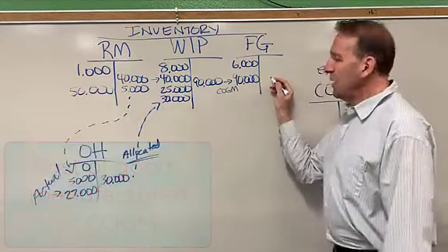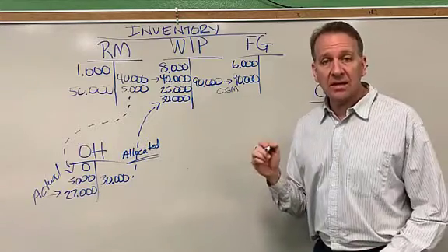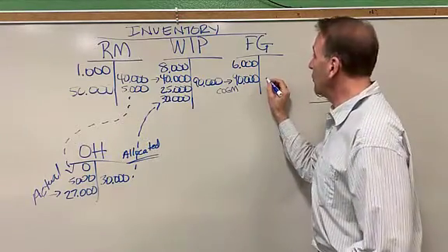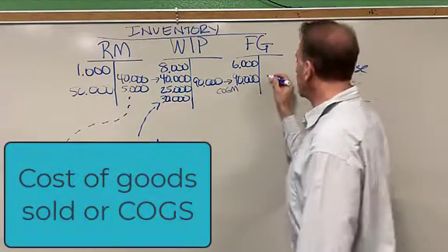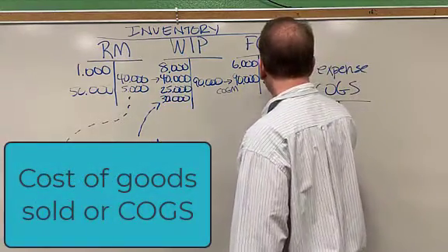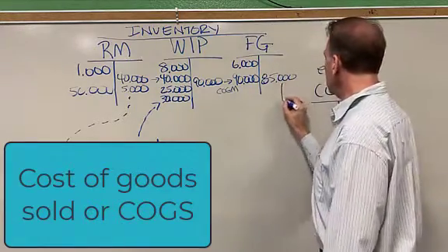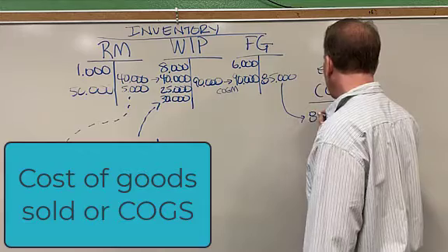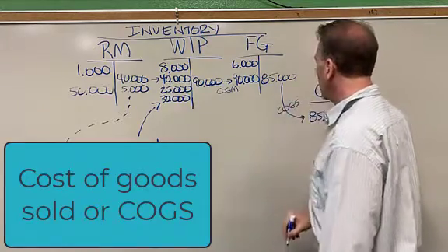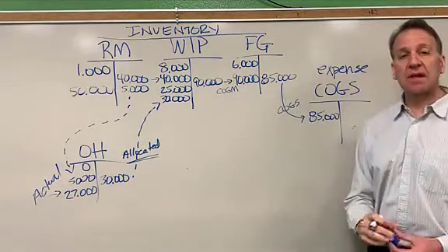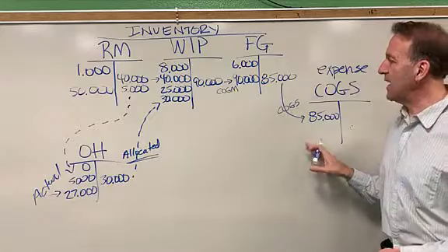Now, finished goods is still an inventory, but when we sell the items, then we need to move that cost out of finished goods into cost of goods sold. Let's assume that $85,000 worth of items were actually sold. So then that needs to go into cost of goods sold. So this is the term, the cost of goods sold amount, $85,000. Okay, so you can see our cost of goods sold is $85,000.